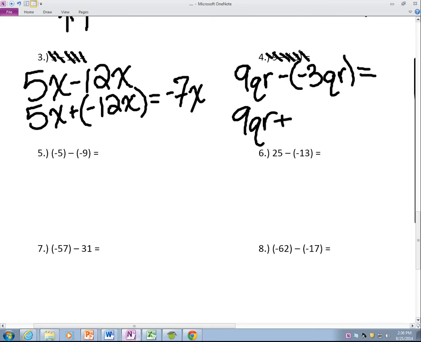So plus 3qr, which equals 12qr. Beautiful. 12qr. And the reason why I'm doing variables in there is simply because your homework has a section on simplifying like terms.